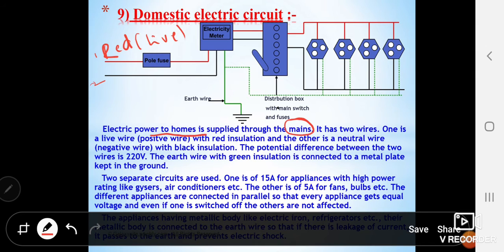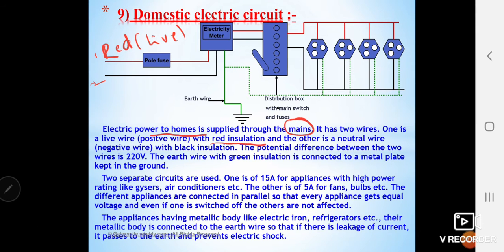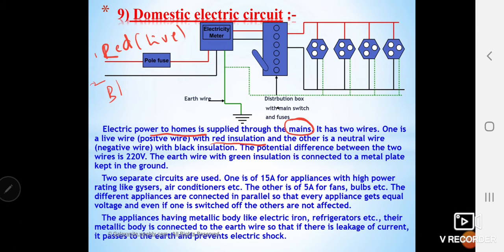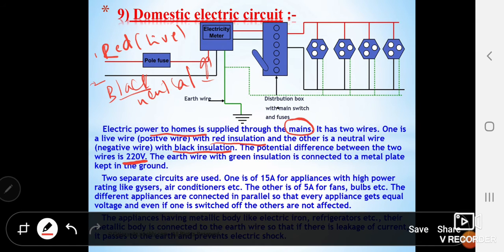One is called the live wire or positive wire with red insulation, and the other is the neutral wire. This black color wire is called the neutral wire or negative wire. It is insulated with black color, and the potential difference between these two wires is always 220 volts. In our India it is 220 volts, for domestic electric supply.